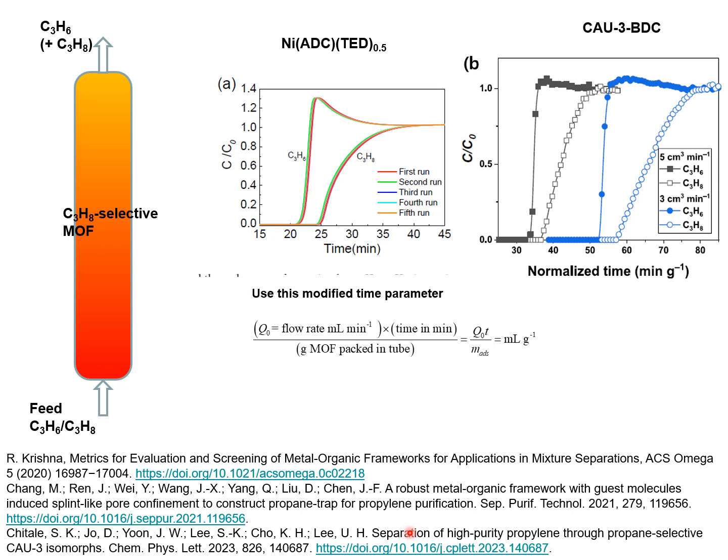In several earlier presentations on my YouTube channel and also in my ACS Omega paper published in 2020, I have made a plea for presenting breakthrough experimental data using the modified time parameter shown here, the flow rate in milliliters per minute times the time in minutes divided by the grams of MOF in the packed tube, and this x-axis has the units of milliliters per gram or liters per kilogram.